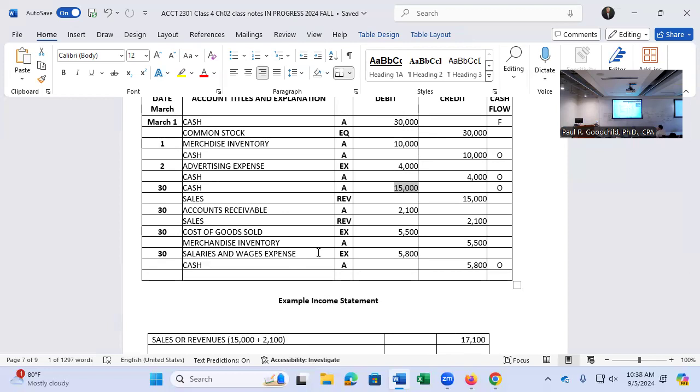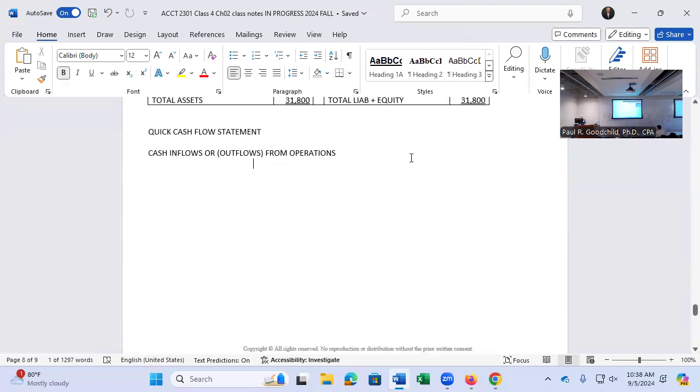So 19,800. So we have a net $4,800 outflow from operations. Which in parentheses. We have cash inflows or outflows. Investing. In this case, we didn't have any. So that would be zero. If we bought a building or we bought equipment with cash, that would show up here.